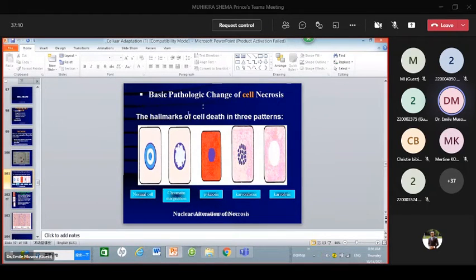Here are the basic changes of cell necrosis. Here you see the normal cell. Here is the chromatin margination. Here there is pycnosis, where there is condensation of the chromatin. Karyorrhexis, where there is clumping of the chromatin. And there is karyolysis, total destruction of the chromatin.